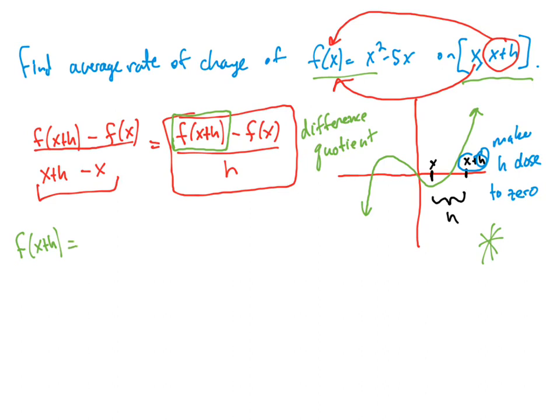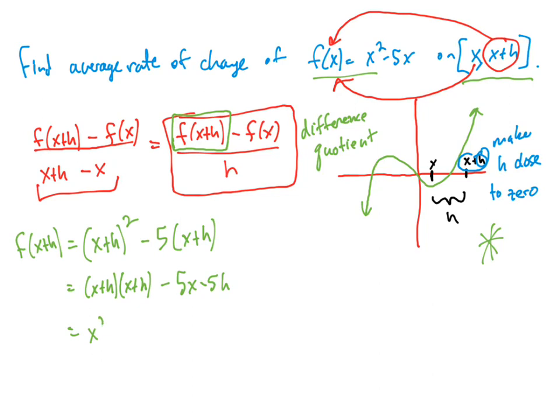So what that means is wherever I see x in the function, I'm just going to input x plus h. So we have x squared, but in place of that I'm going to do x plus h squared minus 5 times x plus h. So let's expand this. This is x plus h times x plus h minus, I'm going to distribute the 5, 5x minus 5h. When I multiply this all out and simplify, I get x squared plus 2xh plus h squared minus 5x minus 5h. So all of this is going to go right here in the difference quotient. f of x is just our original function, and then we divide everything by h.